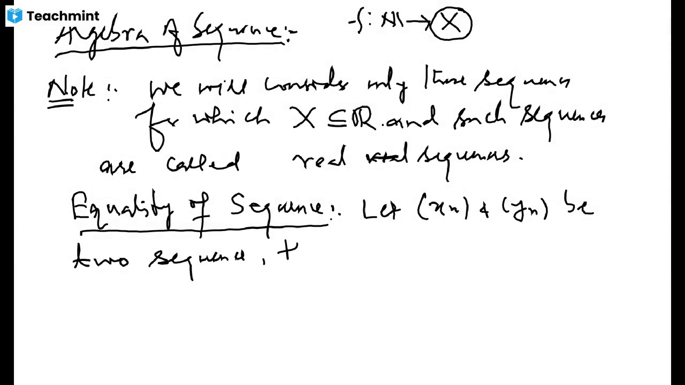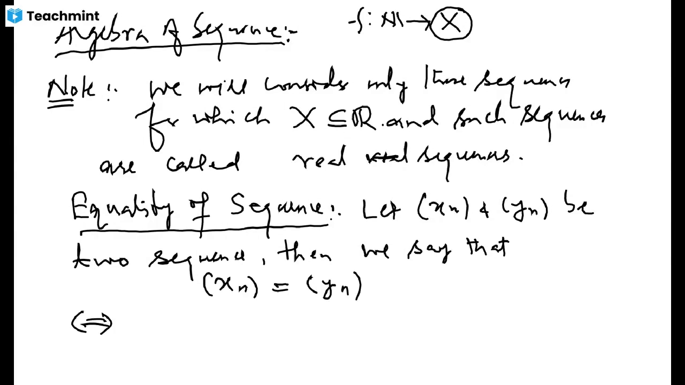Then we say that these two sequences are equal, and the notation will be to write in this way, that the sequences are equal if and only if the corresponding real numbers that are the terms of the sequence, the corresponding terms of these sequences, are equal. Corresponding terms of the sequence must be equal. Only then we say that the sequences are equal.